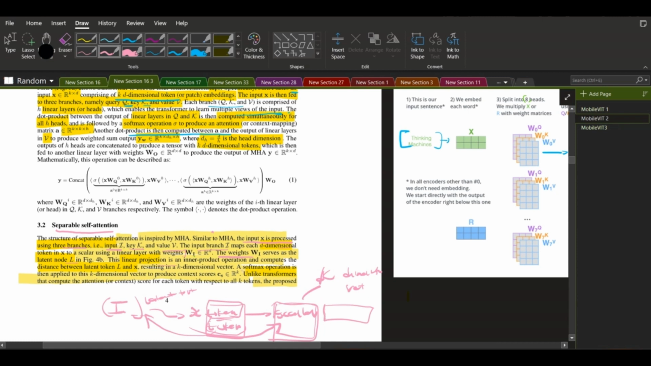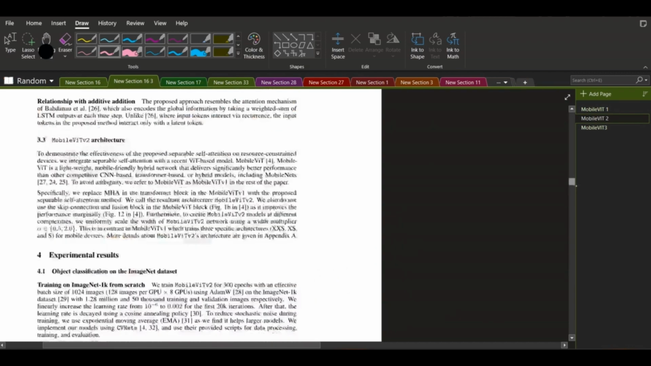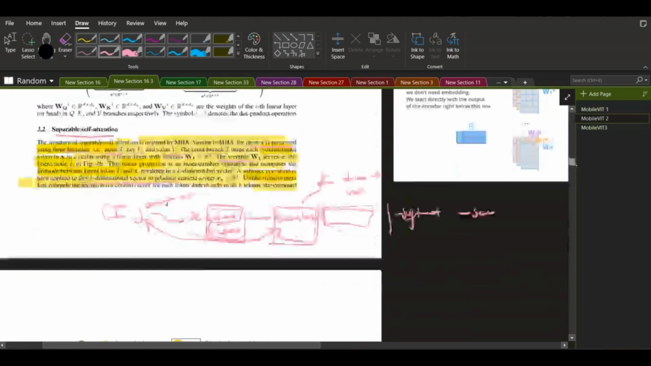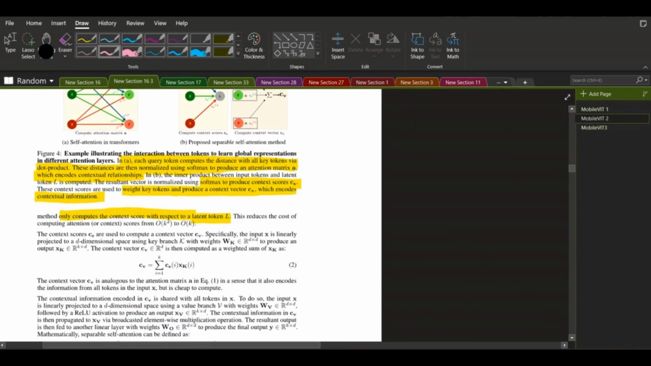Anyway, then they say a softmax operation is applied to this k-dimensional vector to produce the context score. So after we got this vector, what we do is apply the softmax operation to get the scores. They state that unlike transformers that compute the attention score of each token with respect to all the tokens, which is quite heavy, we compute the context score with respect to the latent token, which is pretty much what I explained.